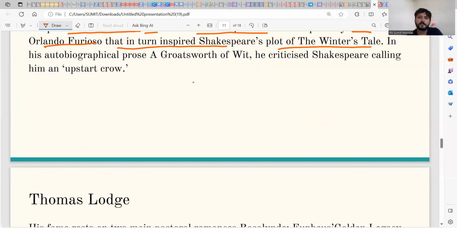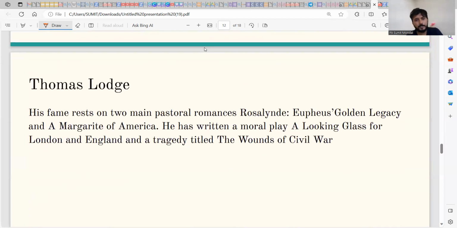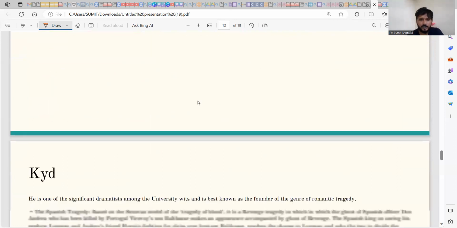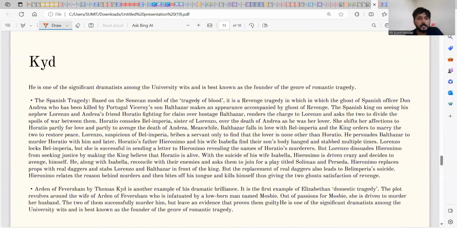Well, he is the person, this comes in questions, who actually called Shakespeare the upstart crow. Thomas Lodge, another University Wit, two main pastoral romances you can see: Rosalind, Euphues' Golden Legacy, and A Margarite of America. Actually there was a moral play also, A Looking Glass for London and England, and a tragedy also, The Wounds of Civil War. Rosalind comes in Shakespeare also; definitely try to search how she comes through the character.